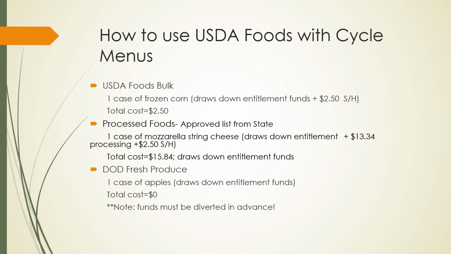So for some actual food costs, that case of frozen corn is going to cost you about $2.50 for shipping and handling. The processed, again, we talked about that mozzarella string cheese being added onto a menu item is going to be approximately $16 per case. And the DoD Fresh produce is going to be zero charge to you, but just drawing down those entitlement funds that you have diverted in advance.